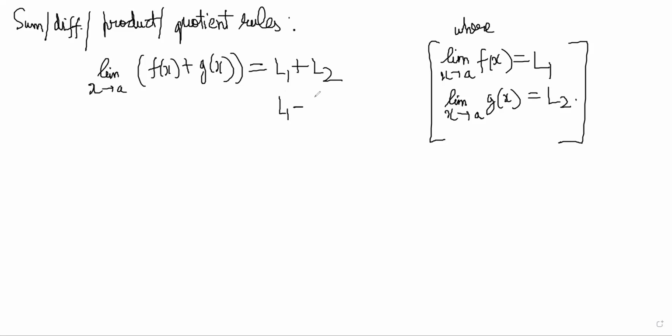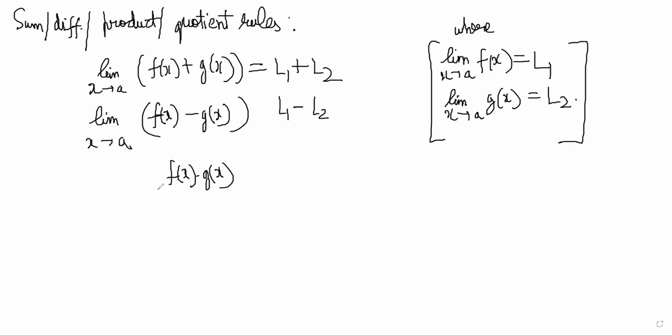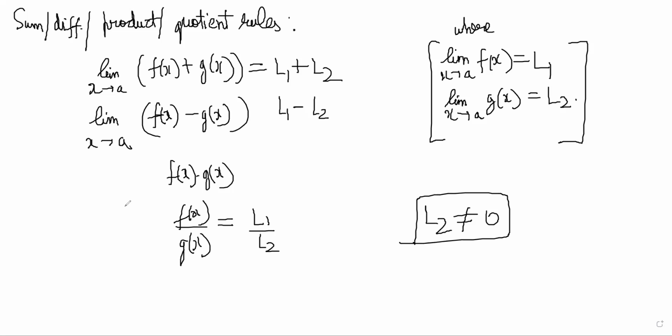Same goes for subtraction, limit x tends to a, and multiplication and division also is going to be the same thing. But for division, there is a caveat. The caveat is that L2 should not be 0, right? If L2 is 0, then there is no limit for this. And this is L1 into L2, right? So this helps us evaluate various limits.